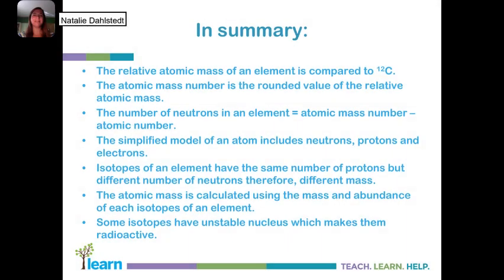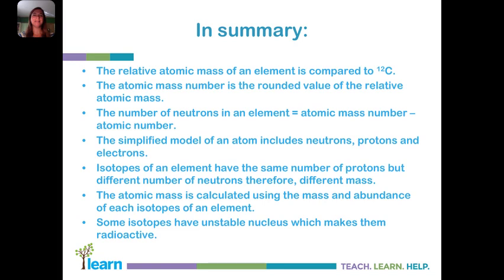So, in summary, you've just seen how we calculate the relative atomic mass of an element as it is compared to carbon 12. The atomic mass number is the rounded value of the relative atomic mass. The number of neutrons in an element is calculated by subtracting the atomic number from the atomic mass number. The simplified model of an atom includes the number of neutrons and protons inside the nucleus, along with the symbol of the element, and the layers with the different number of electrons that they contain.